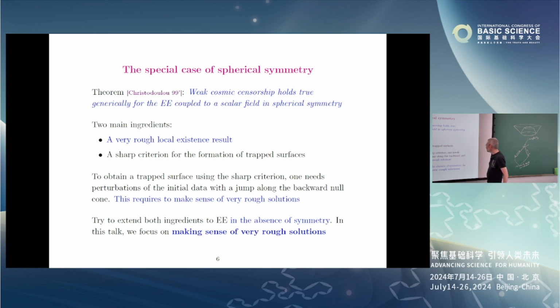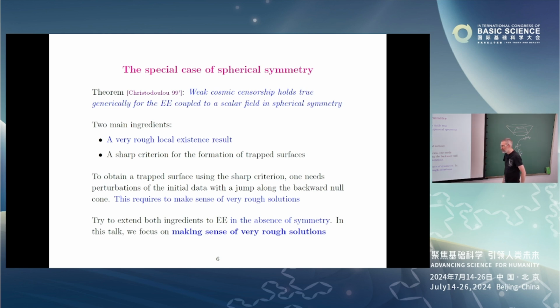Okay, but in any case, that means that for this small perturbation, which is irregular, it has a jump, so you want to still make sense of the solution. That still means that whatever local existence result you infer, you need to make sense of the solution in the space-time region, which would be roughly like this, so that you can control things and show that the trapped surface forms. So this is why you want to make sense of very rough solutions.